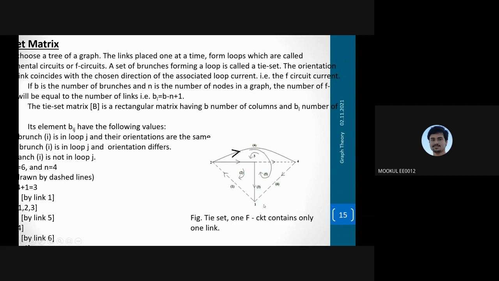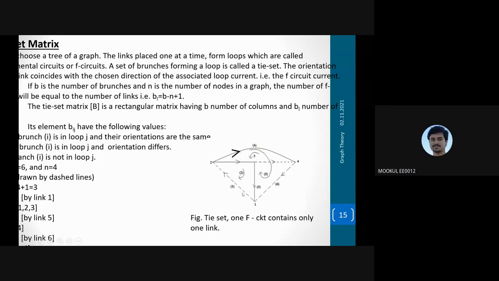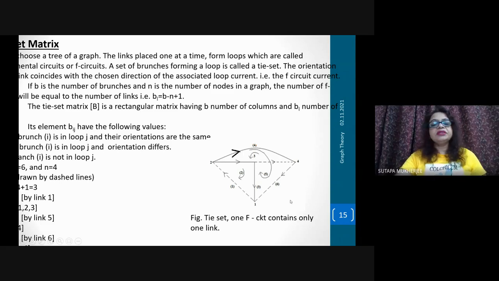1, 2, 3. Ma'am, 3 links. 1, 6, and this is what? 5. Yes, ma'am. So how many links are there? 1, 5, 6. These 1, 5, 6 are fundamental links, and using these links, we will be able to get 3 loops. Okay. So a set of branches forming a loop is called a tie set.